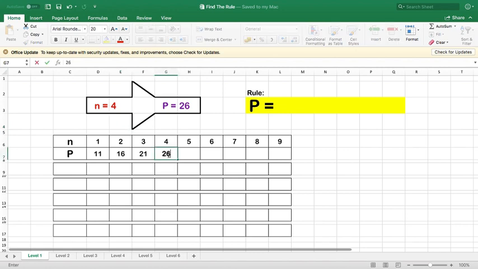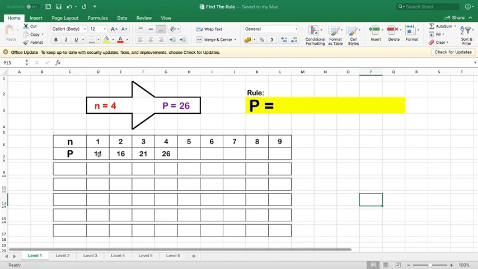So I'm noticing that each number is the previous one plus 5, but that's not a very useful rule, because if we want the 1000th number, we don't really want to have to work out the previous 999. But there are clues here that can help us to get a rule that takes us directly from the n number to any p number without having to figure out every term in the sequence.